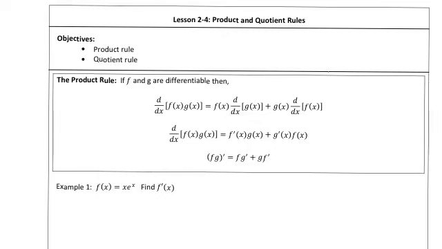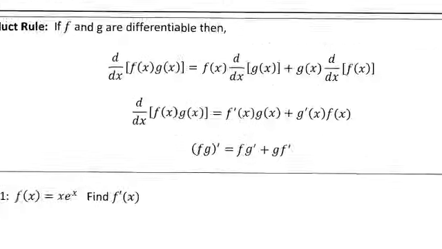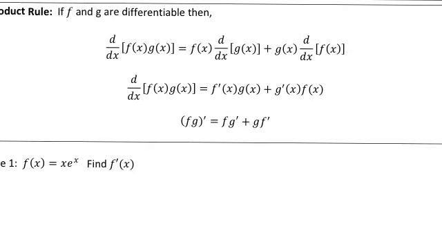Hi everyone, this is lesson D4, and in this lesson we're going to introduce product and quotient rules for finding a derivative. So first we want to talk about the product rule, which says that if you have two functions f and g and they're multiplied together, when you take the derivative you want to do fg prime plus gf prime right here.